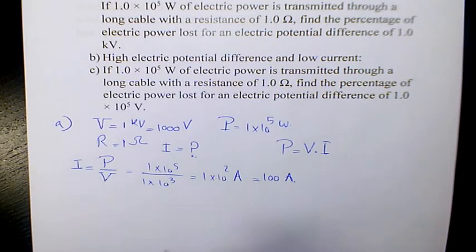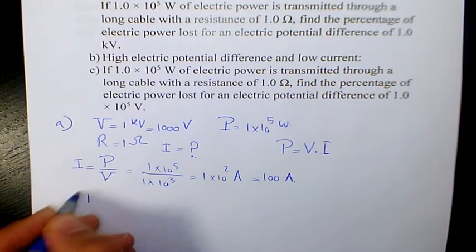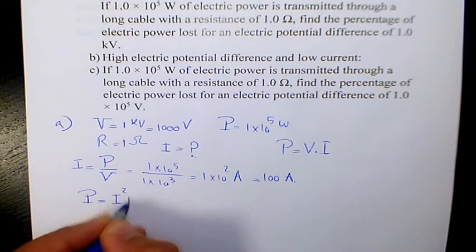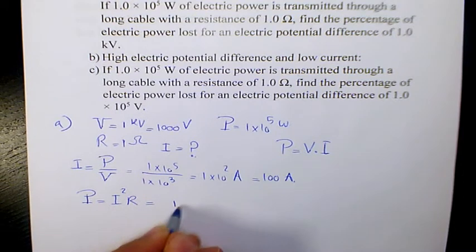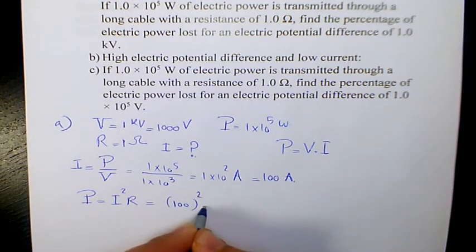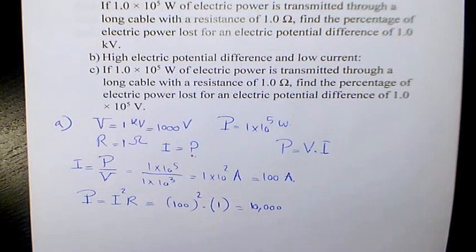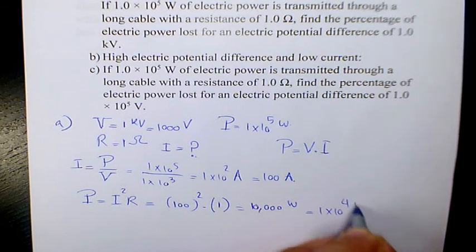Now the power lost in the cable to heat would be P equals I squared R. So I will be 100 to the power of 2 times resistance, which is 1. So 100 times 100 is going to be 10,000 watts, or 1 times 10 to the power of 4 watts.